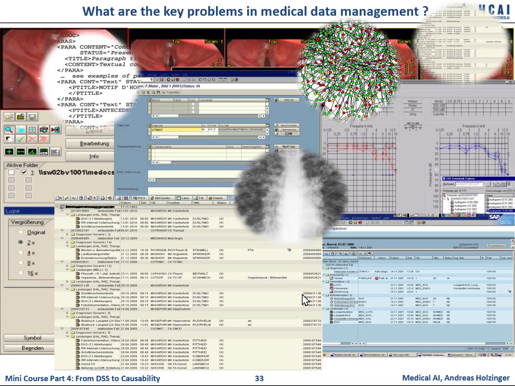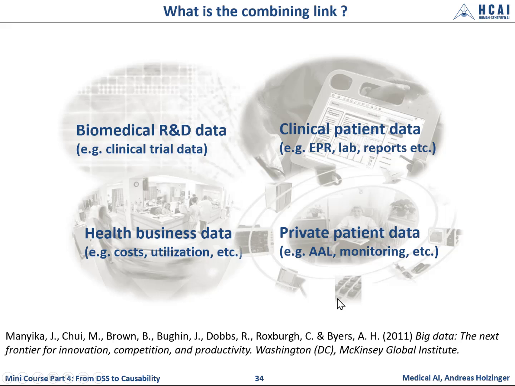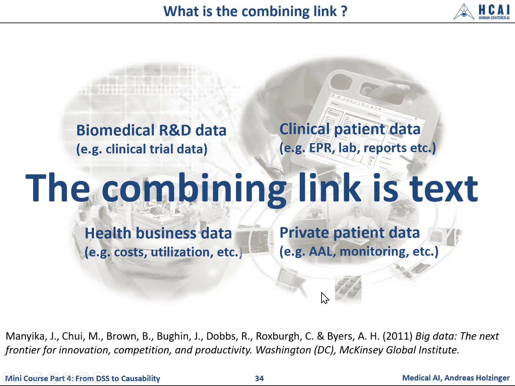So there is the challenge of pre-processing. And then, of course, we have the discrepancy between data, information, and knowledge, as you can remember from these various definitions. And this is really big data, which makes manual handling nearly impossible, so we need computers for that. So what is the combining link? Again, I have shown this picture before. The combining link is text.